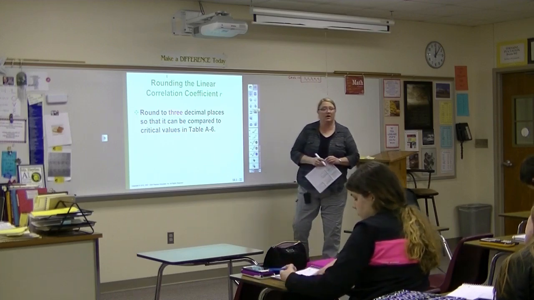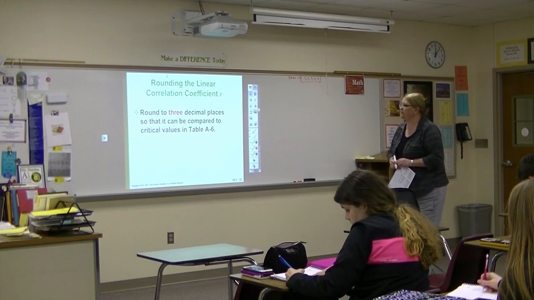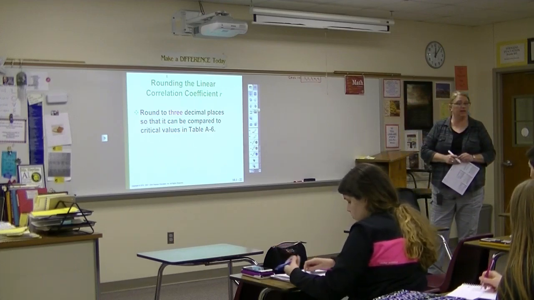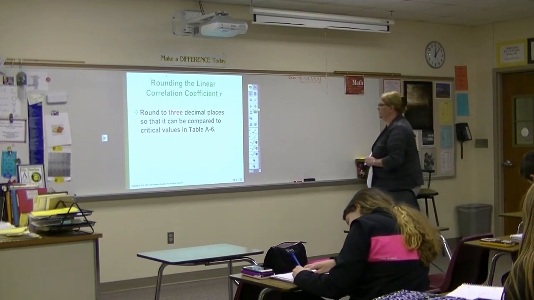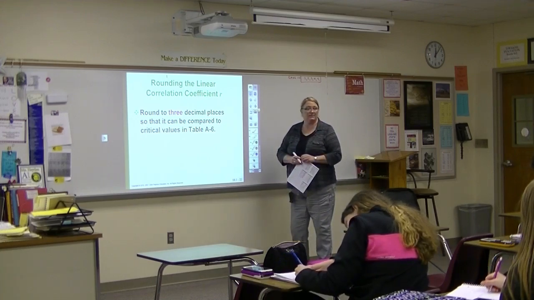Please round R to 3 decimal places, 3 significant digits, because we are going to use a new table today and we need to be able to compare it accurately. So, 3 decimal places, please. Tenths, hundredths, thousandths.